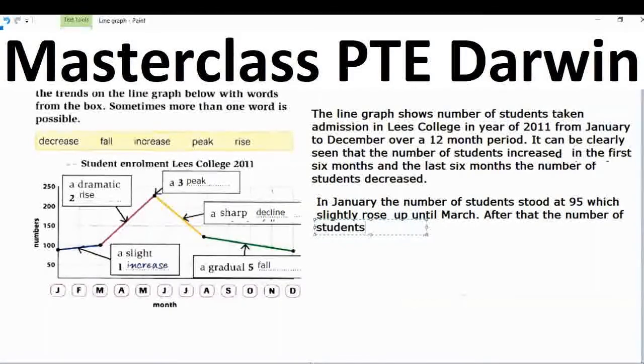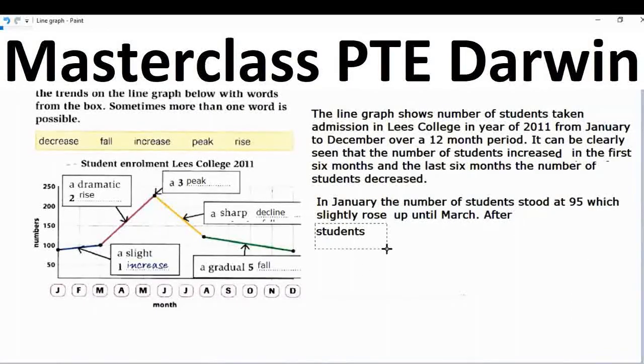Excuse me, sir. In the upper line, in January, the number of students stood, and we repeat again the number of students. It's not incorrect. Which one? In January, the number of students which slightly rose up. You are saying that we're using the same vocabulary. Yes, you're right. So we can change this vocabulary, number of students. So we can use something different. Yes, you're right. So better we change something.